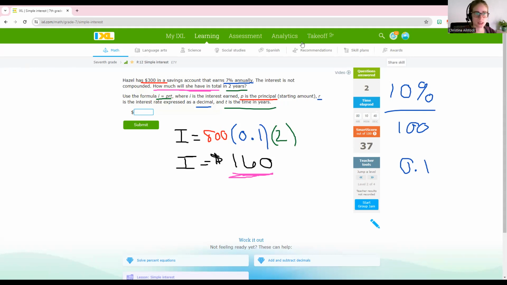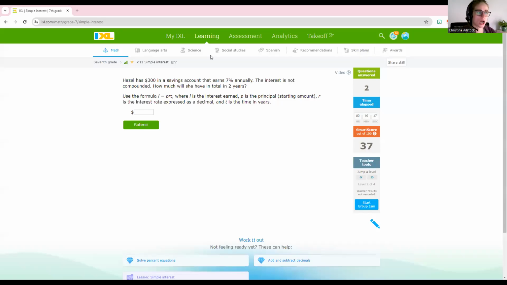All right, let's try a couple more here together real quick. We'll do 2 more examples. All right, Hazel has $300 in a savings account that earns 7% annually. The interest is not compounded. How much will she have in total in 2 years? All right, we're doing simple interest again, which makes sense. That's kind of the topic of this IXL.